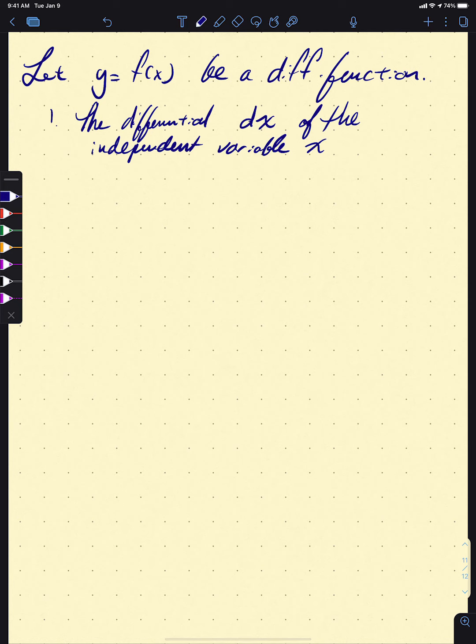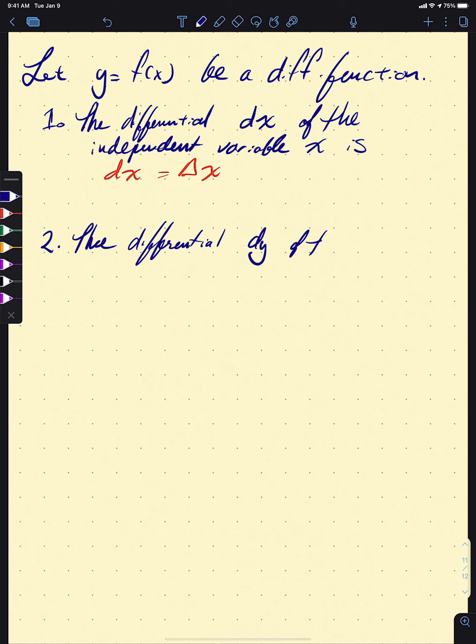The independent variable x, well, it's what? It's dx equals delta x, okay? Things get more complicated when we start to look at our independent variable. So the differential dy of the dependent variable, right? Dependent again because it depends on x.